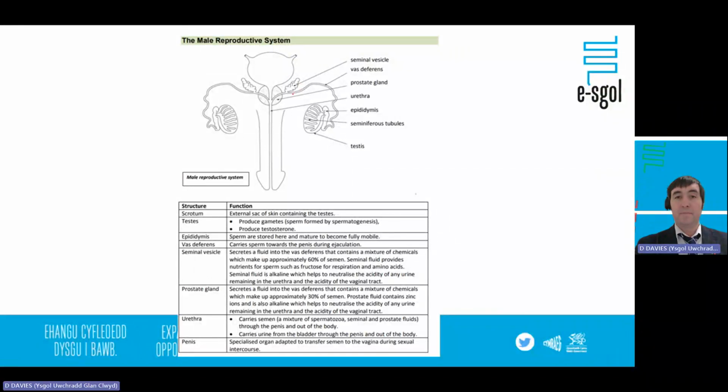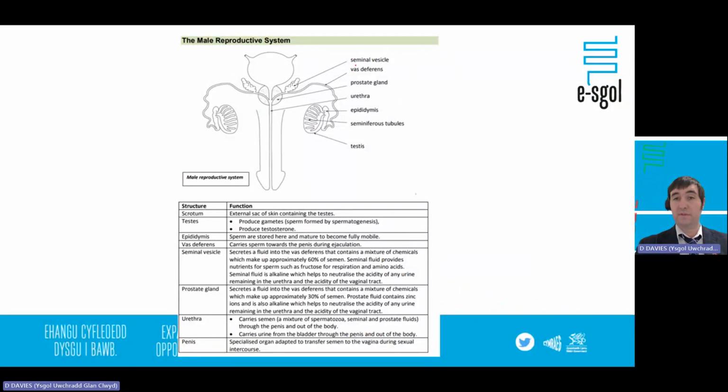Joining into the vas deferens there is the seminal vesicle. So the seminal vesicle produces seminal fluid. We'll talk about what the seminal fluid does in a minute. And right there at the base of the penis, you have this gland that sits just underneath the bladder. That is the prostate gland. And then the tube that the vas deferens joins, that goes down the center of the penis, is called the urethra.